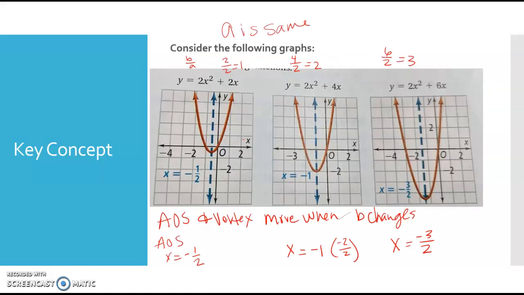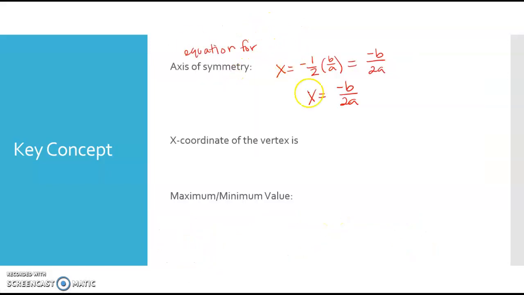But this is how we got there. b over a: I took my b value, put it over my a value, got those numbers, and then I took them times 1/2. 1 times the negative 1/2, negative 1/2. 2 times the negative 1/2, negative 1. So that's how they saw that pattern, and they said, oh, then we can create this equation.